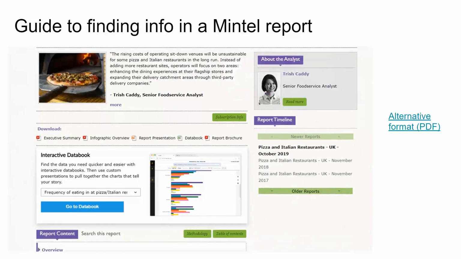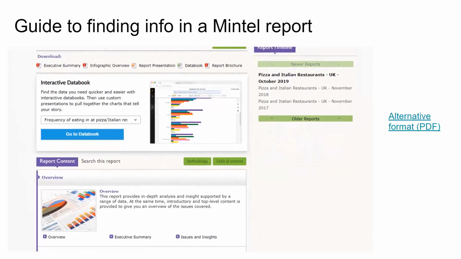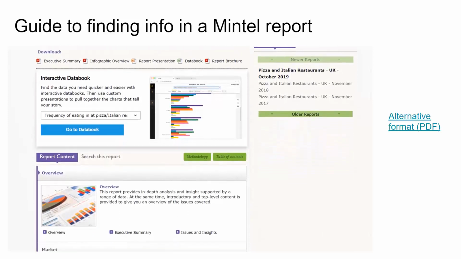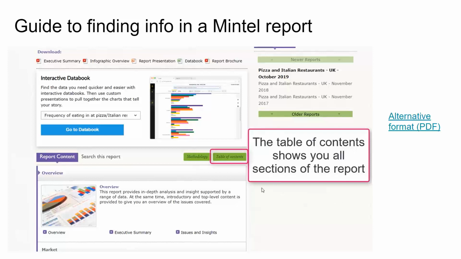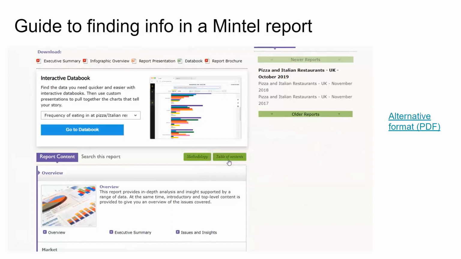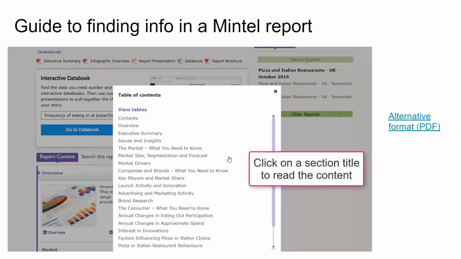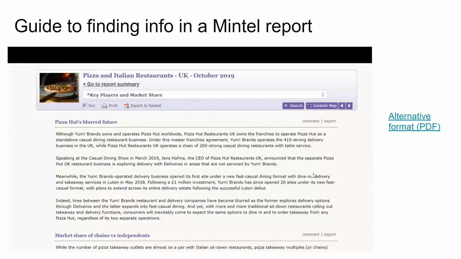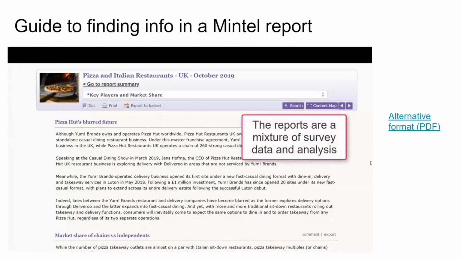And then there are lots of different ways that you can find information. So I think one of the best ways is the table of contents. If you click on that, it will show you all of the sections of a report, and you can click on each of those to go directly to that section.